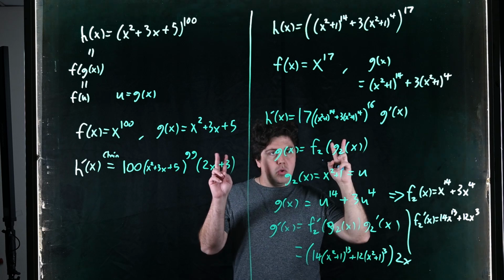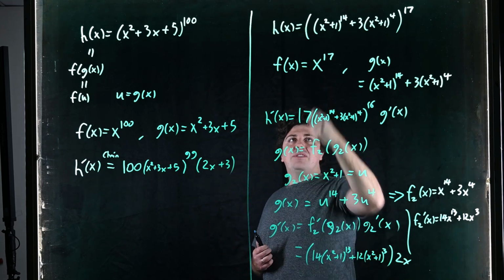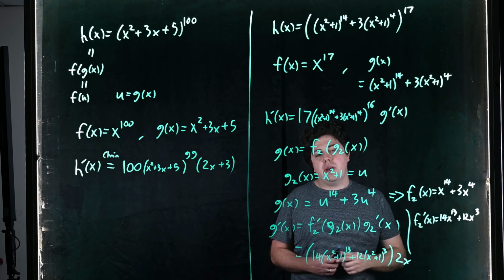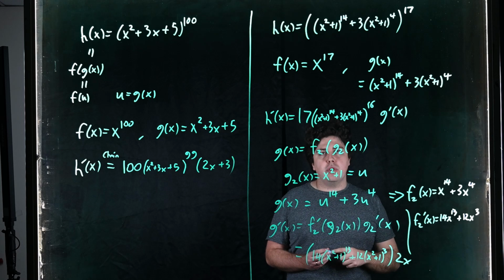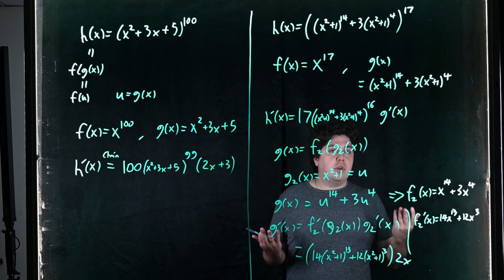So it wasn't the right choice in any way, shape, or form to pick f of x equal to x to the 17th to start. It was just a correct choice, and you can do these problems in various orders. The point is that we can actually solve these problems, which is what we need to do.